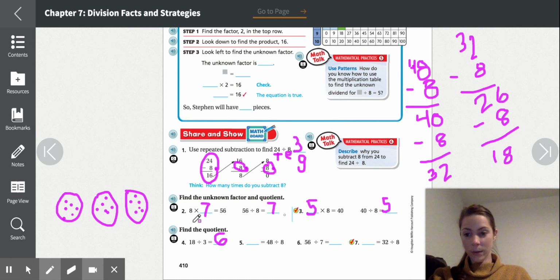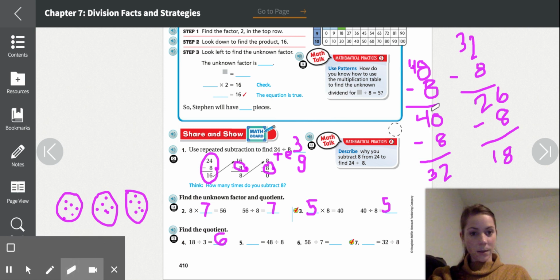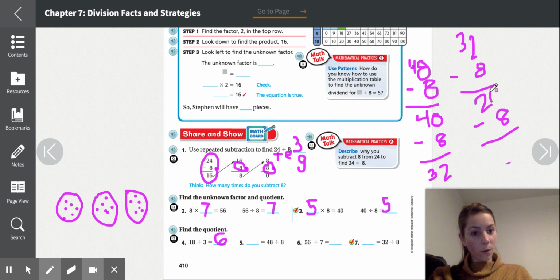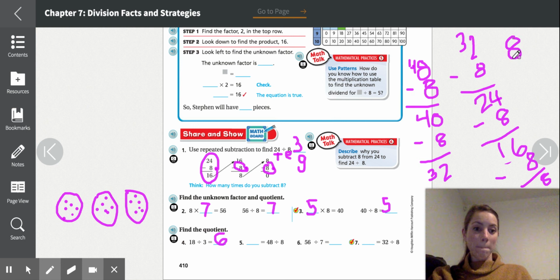Oh boy, I made a mistake up here. 32 minus 8 is not 26. I'm going too much concentration on my pen here. It's 24. 24 minus 8 is 16. 16 minus 8 is, oh, we're getting close to the end here. 8. I gotta get to 0. And 8 minus 8 is 0.